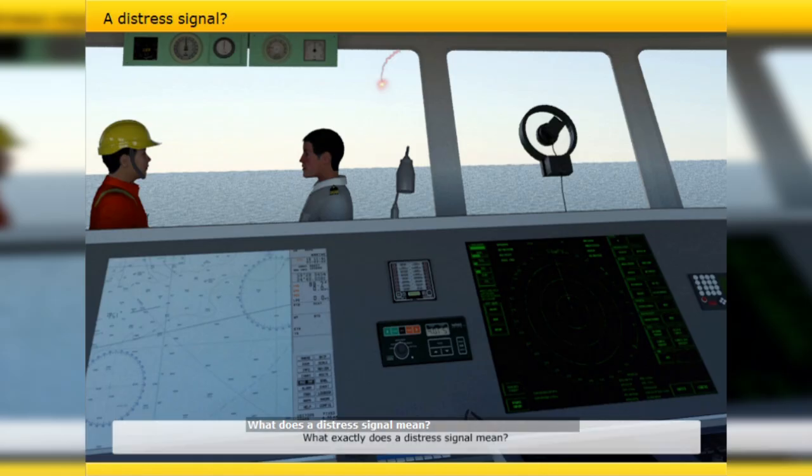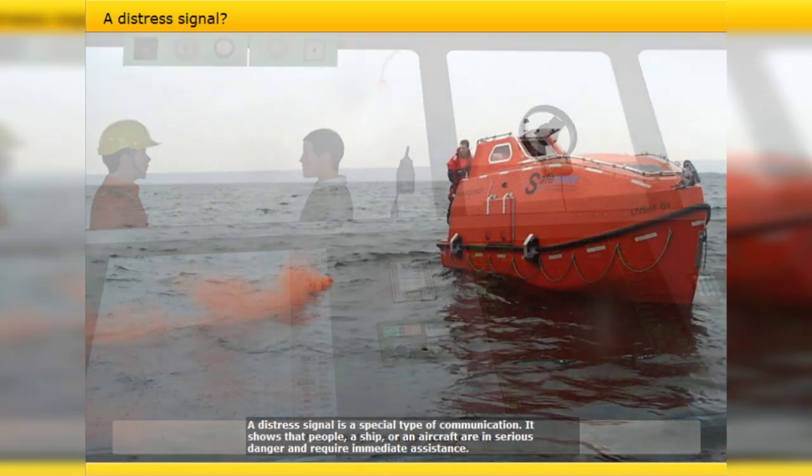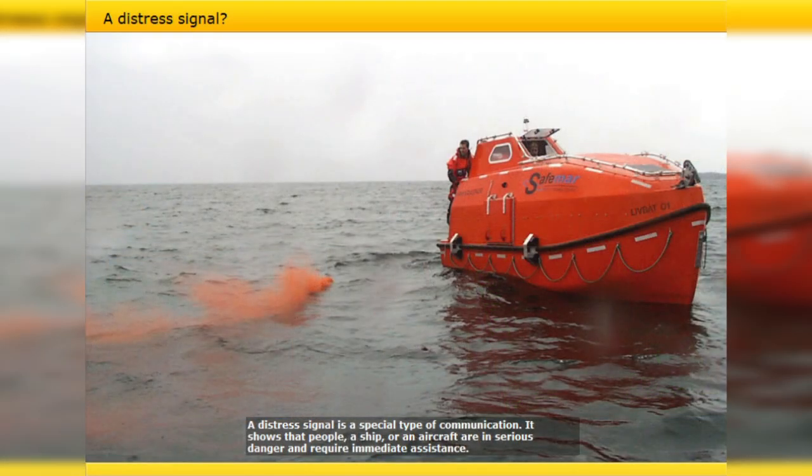What does a distress signal mean? A distress signal is a special type of communication. It shows that people, a ship or an aircraft are in serious danger and require immediate assistance.